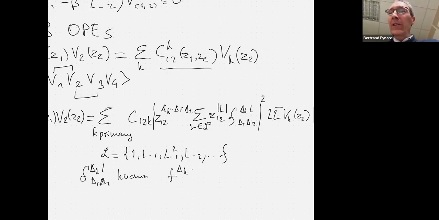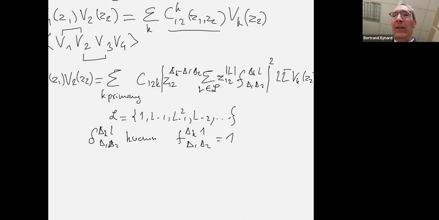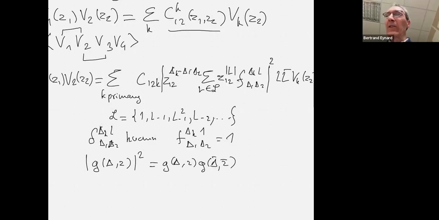And then there's the modulus squared notation, which just means multiplying something with bars. So if you have some function, let's say g of Δ and z, modulus squared, it means you write g of Δ and z times g of Δ̄ and z̄. However, there's a difference between Δ̄, which is the right-moving dimension, and z̄, which is the complex conjugate of z. So Δ̄ is not necessarily the complex conjugate of Δ. Well, it's almost never the complex conjugate of Δ, but z̄ is always the complex conjugate of z.